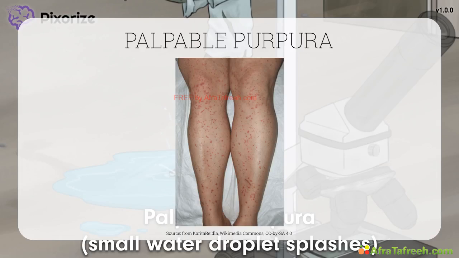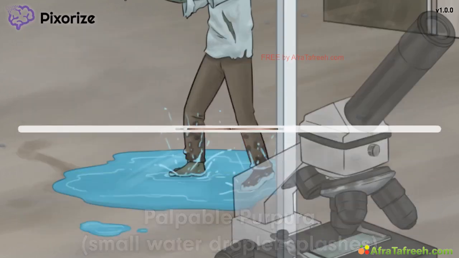Palpable purpura is seen in nearly every small vessel vasculitis, and it happens because of involvement of small blood vessels under the surface of the skin. You see, inflammation of these small vessels causes leakage of blood, so the purple color and raised appearance is really just blood collecting under the skin.